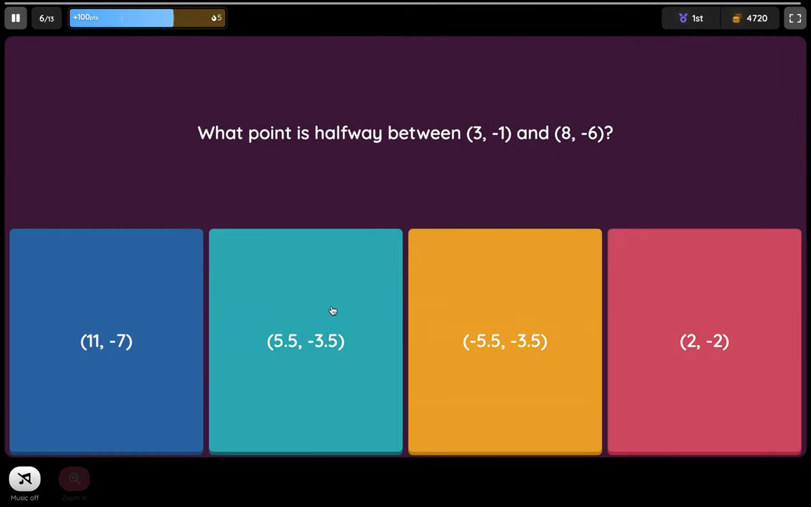What point is halfway between 3, negative 1 and 8, negative 6? 3 plus 8 is equal to 11, 11 divided by 2, 5.5. Negative 1 plus negative 6 is equal to negative 7 divided by 2, negative 3.5.